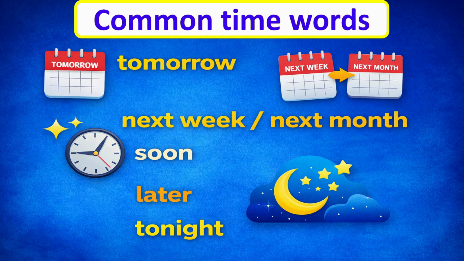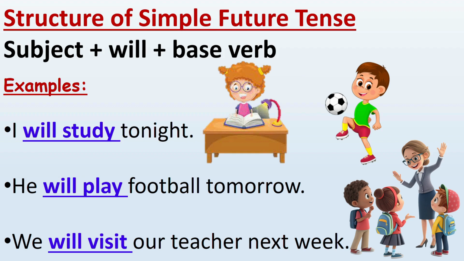Now let's look at some commonly used future time words. Tomorrow, next week or next month, soon, later, tonight. Now let's see the structure of simple future tense, which is subject plus will plus base verb.